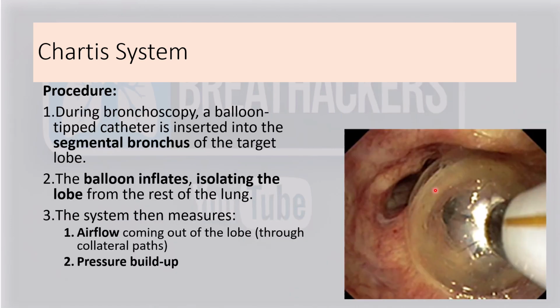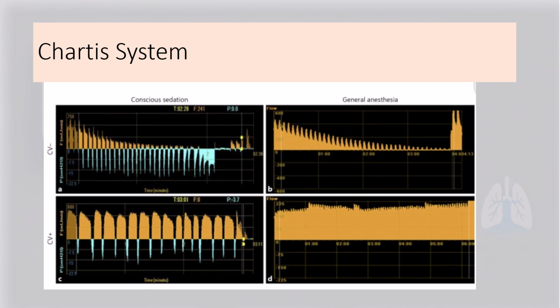So basically what happens during the procedure, through the bronchoscopic working channel, this balloon-tipped catheter is inserted into the target lobar or segmental bronchus. The balloon inflates and it isolates the lobe from the rest of the lung. And then you can check on the system the airflow and the pressure buildup. So this is the system. This is under conscious sedation. This is under general anesthesia.